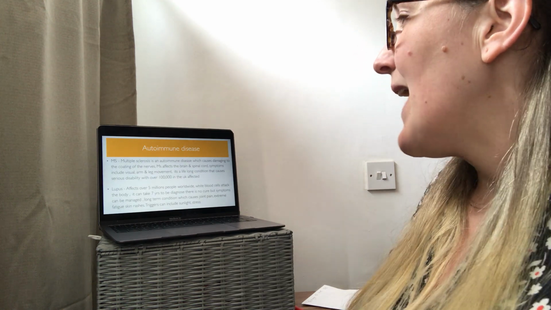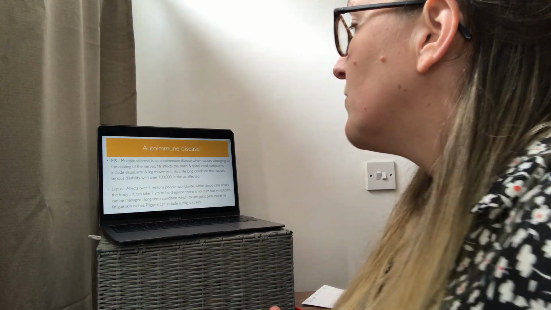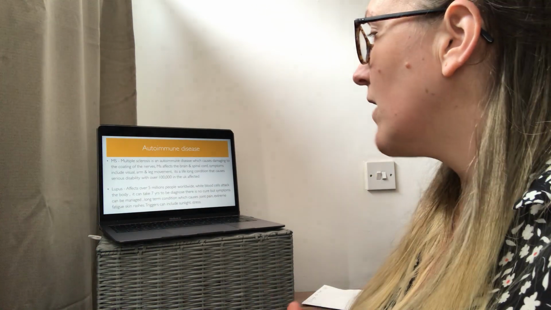So MS is multiple sclerosis, which is an autoimmune disease which causes damage to the coating of the nerve. MS affects the brain and the spinal cord, and the symptoms include visual problems and arm and leg movement problems. It's a lifelong condition that causes severe disability, and it affects over 100,000 people within the UK.